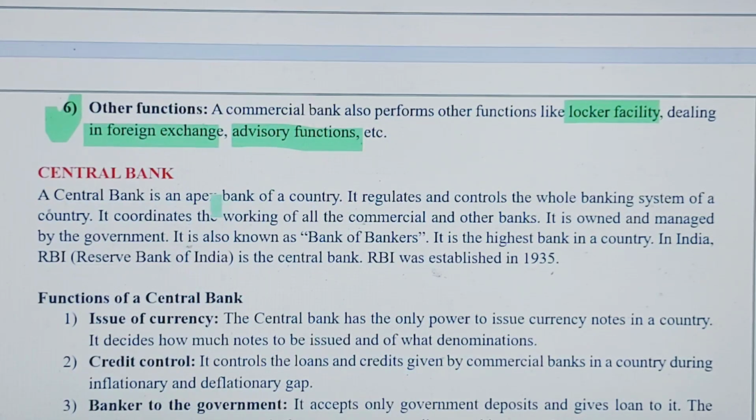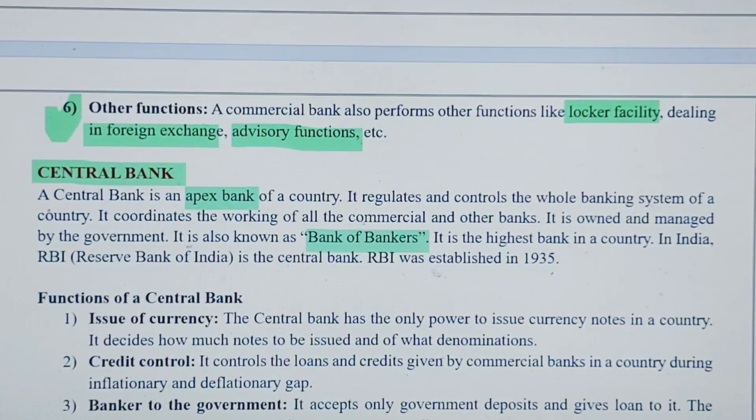Okay, so let's move on to the next type of bank, and this is the central bank. This is the apex bank of a country. These are the keywords that you should use in your explanation, and it regulates and controls the whole banking system of a country. It coordinates the working of all the commercial banks and other banks, and it is basically owned and managed by the government. And in case of India, it is known as RBI, Reserve Bank of India, and this bank is the highest bank in a country, and it is also known as Bank of Bankers.